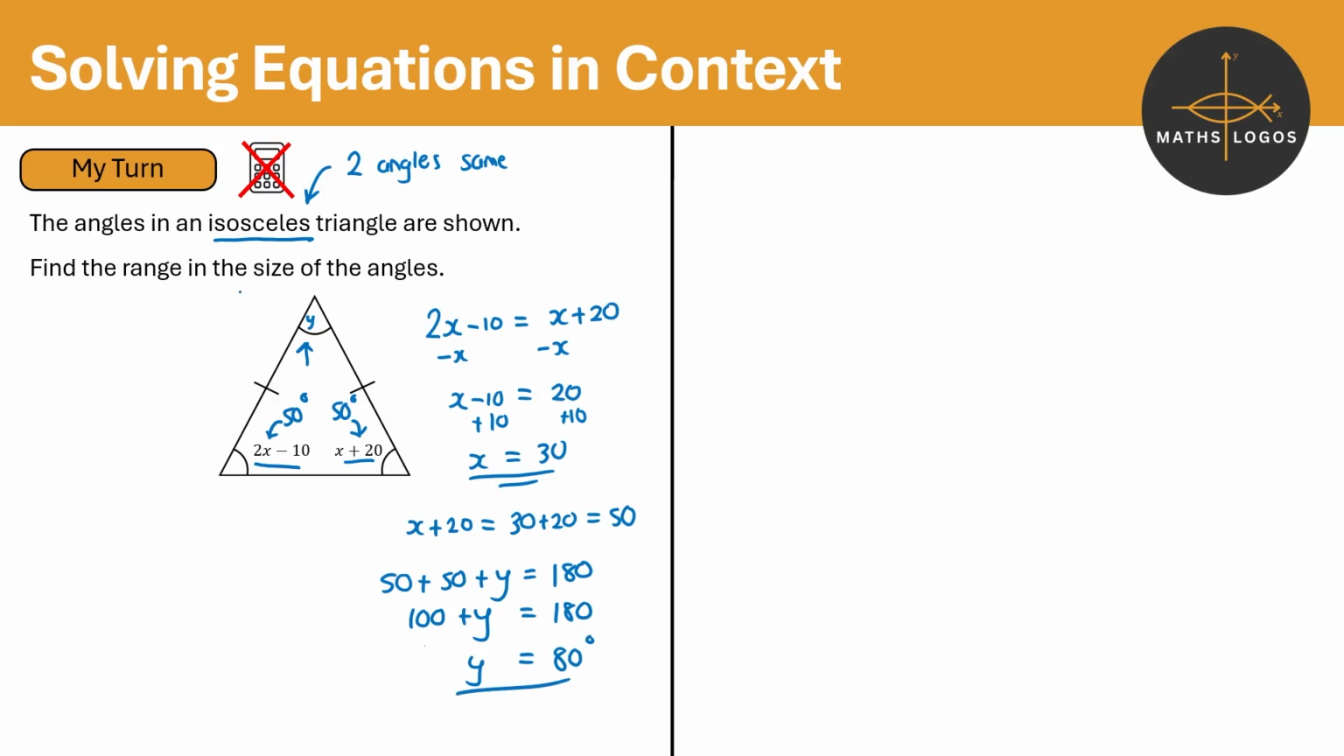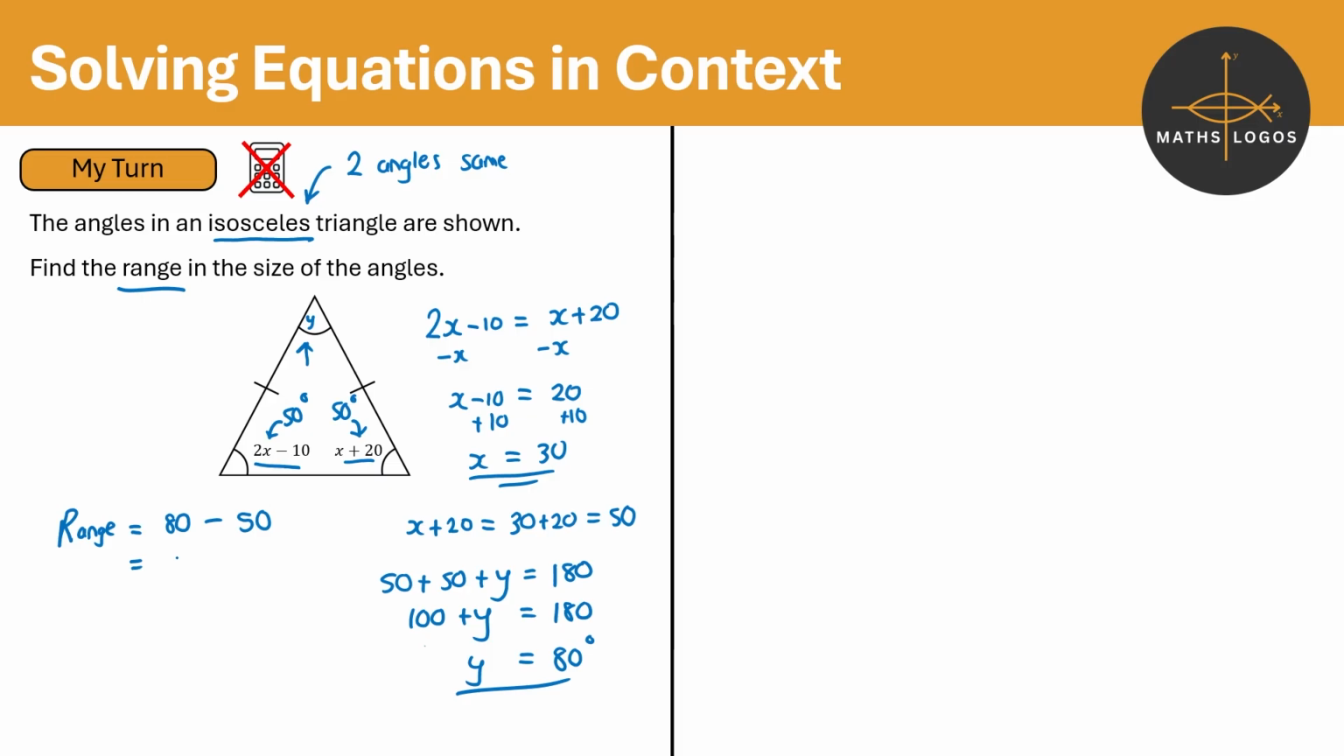But I'm still not done my question because it says find the range in the size of the angles. The range refers to the difference between the largest and the smallest angles. So off to the side, I'll say the range is equal to the largest angle. Well, that's 80 degrees. Subtract these two angles, which are 50 degrees each.